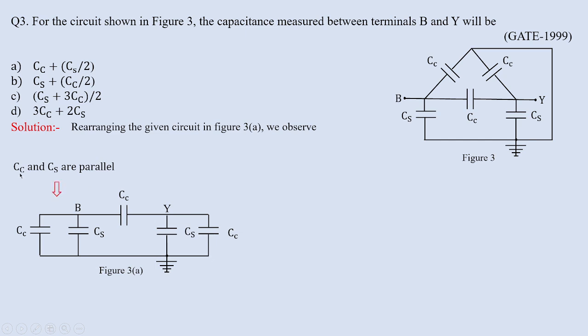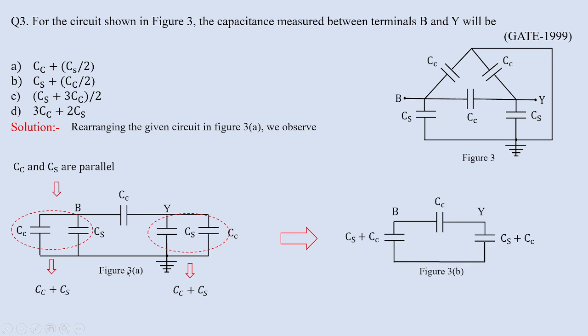So the parallel combination of CC and CS gives the value CC plus CS on the left hand side and right side of figure 3a. In fact, we can change figure 3a to figure 3b like this. Now you can see we have CS plus CC in series with CS plus CC, and that combination is in parallel with CC. So CS plus CC in series with CS plus CC will be equivalent to (CC plus CS) squared by 2 times (CC plus CS).